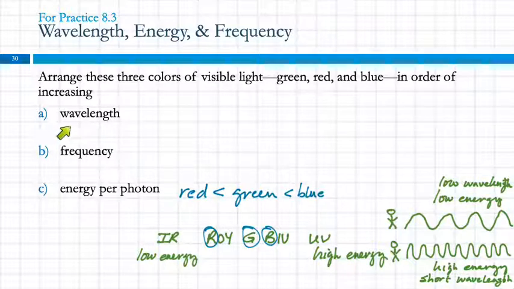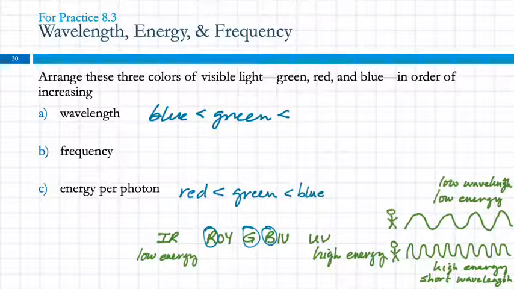Okay, so now we could look at A and compare wavelength. Which of those has the shortest wavelength? The shortest wavelength is the one with the most energy, right? So high energy, short wavelength. High energy, so that's going to be blue. Blue's going to have the shortest wavelength. And then what's in the middle? Green. And what's got the longest wavelength?